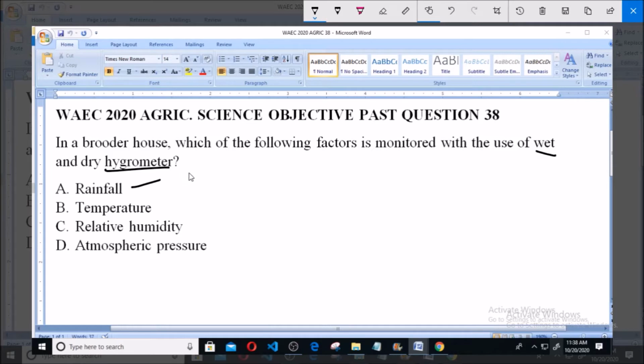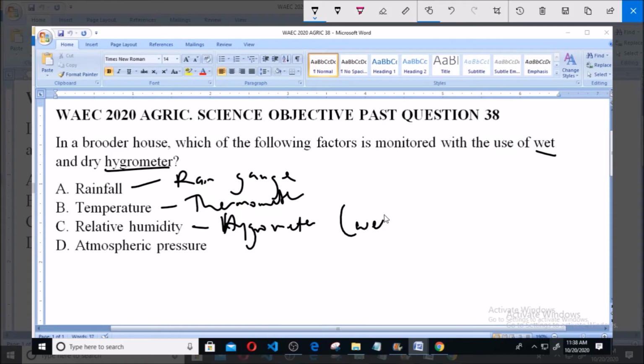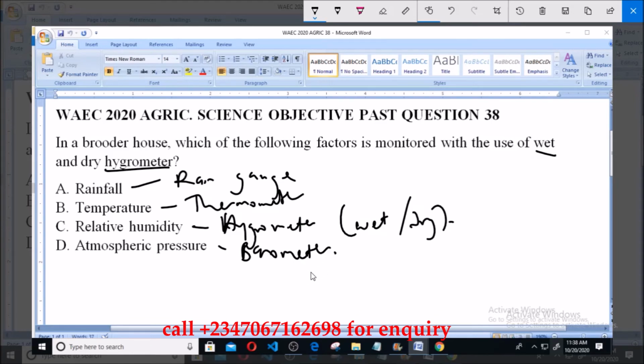Now, option A says rainfall. Rainfall is usually measured in general using a rain gauge. Temperature is measured using a thermometer. Relative humidity is measured using a hygrometer, either wet or dry. And then atmospheric pressure is usually measured using barometers.